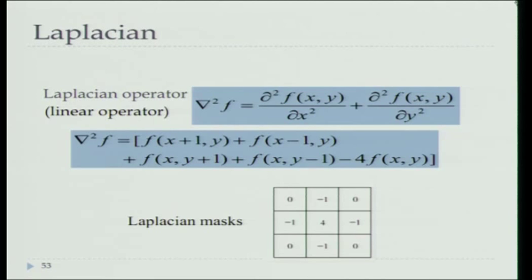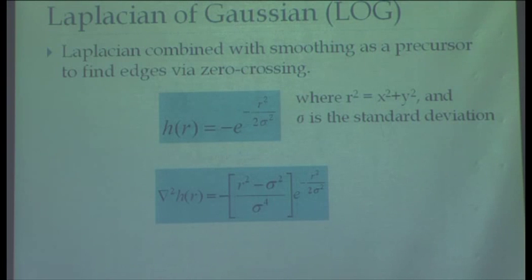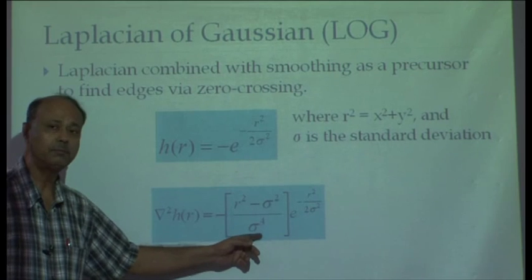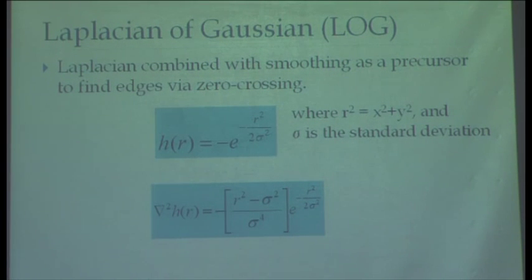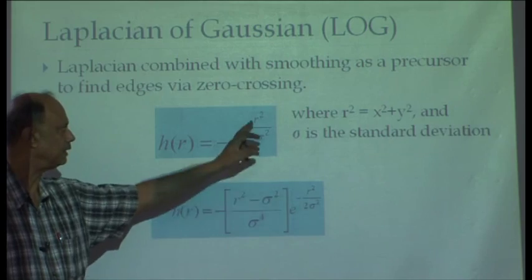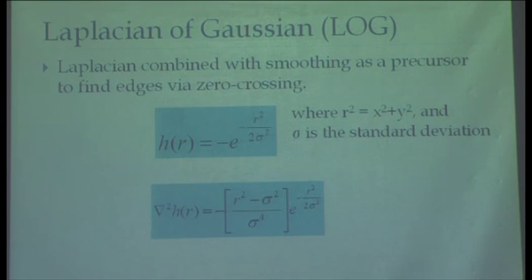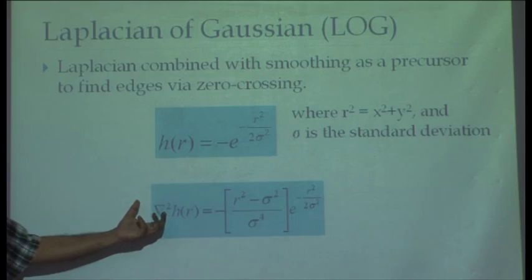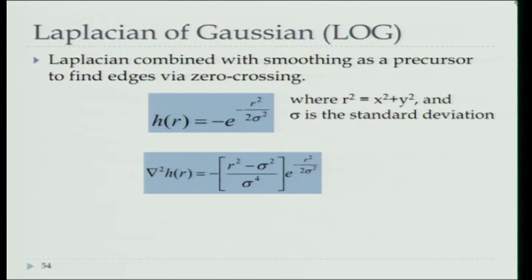Then obviously the sigma to the power 4 term will come, because in the book it was 2 sigma square. So most probably it will come as (r square minus sigma square) divided by sigma to the power 4, times e to the power minus r square by 2 sigma square. Now, this will give you a mask. If you use that mask, it will first filter with the Gaussian filter, and then the Laplacian operator is used to sharpen the image.